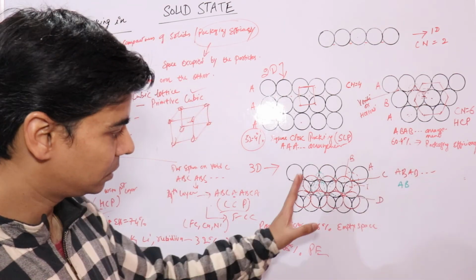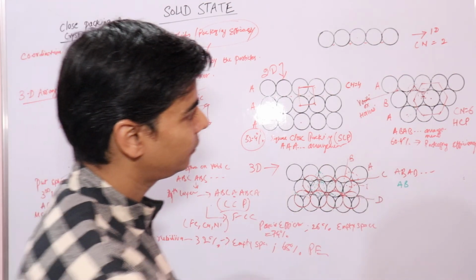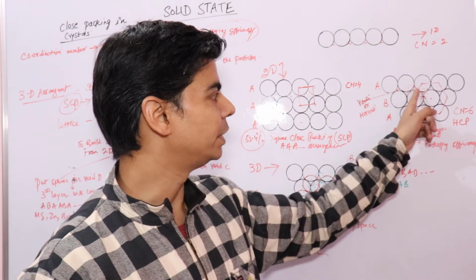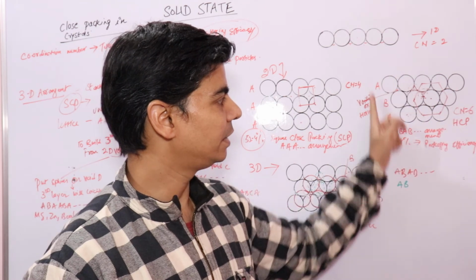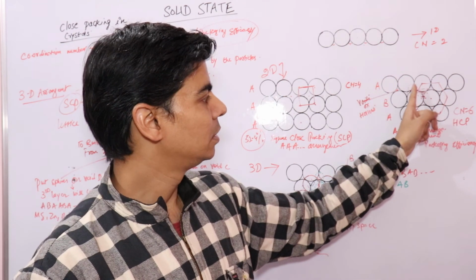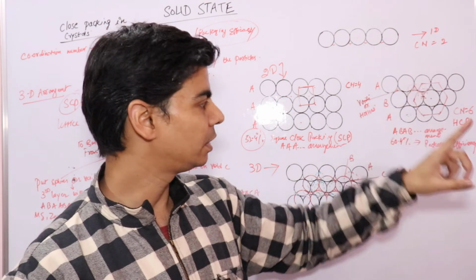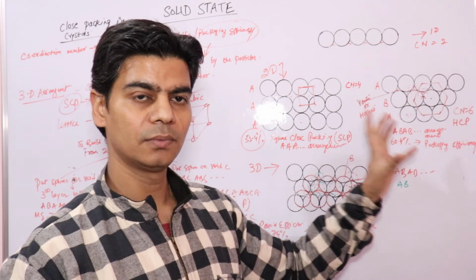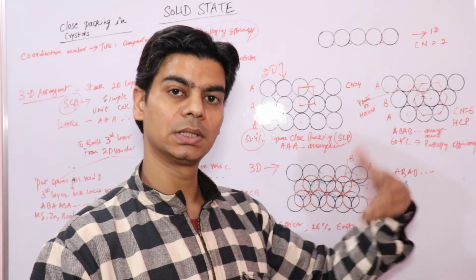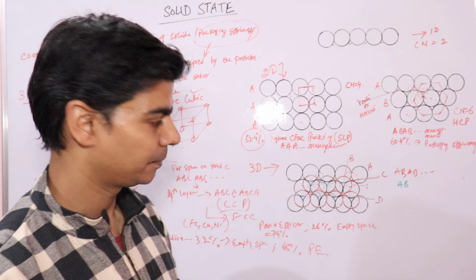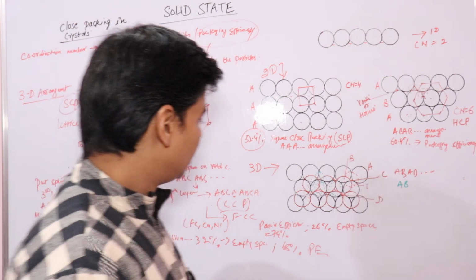Similarly, when we build the third layer, we put the spheres on these voids. In this arrangement we have two types of voids, with the apex of the triangle pointing upward and downward. We put the spheres of the third layer onto these voids, and this is the structure that I get.